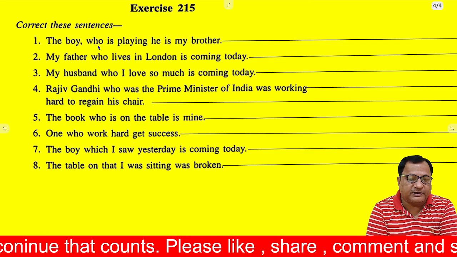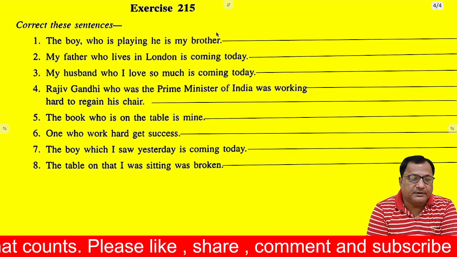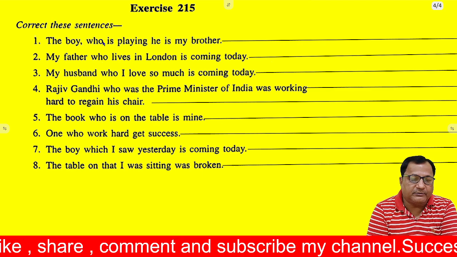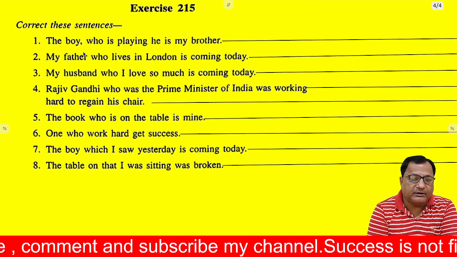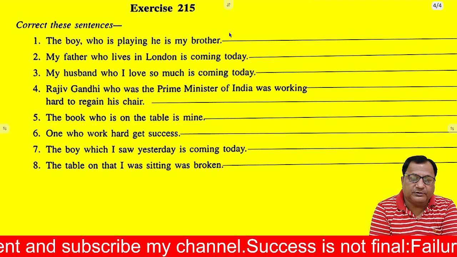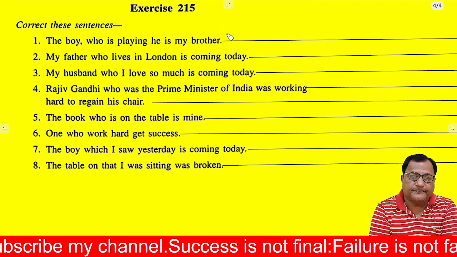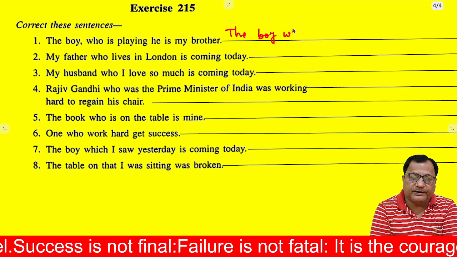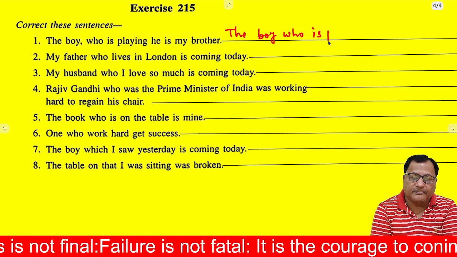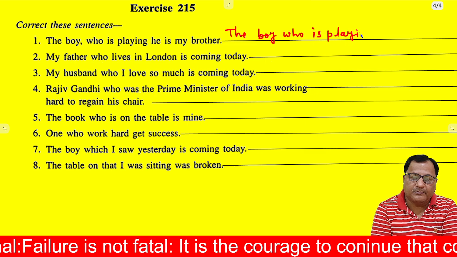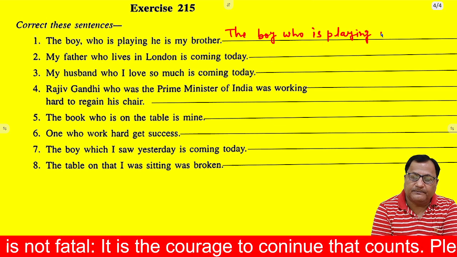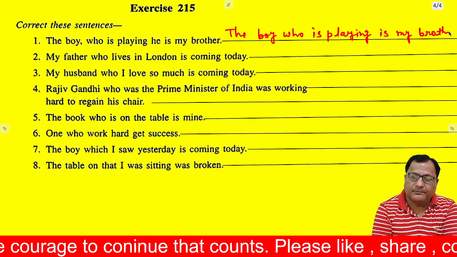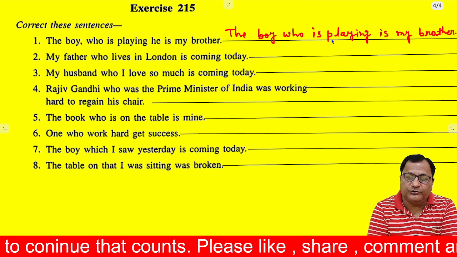Correct these sentences. You have to correct this sentence. See, the boy who is playing is my brother. The boy who is playing, here is the mistake; a comma will not be placed here. So we will write it like this: the boy who is playing is my brother.